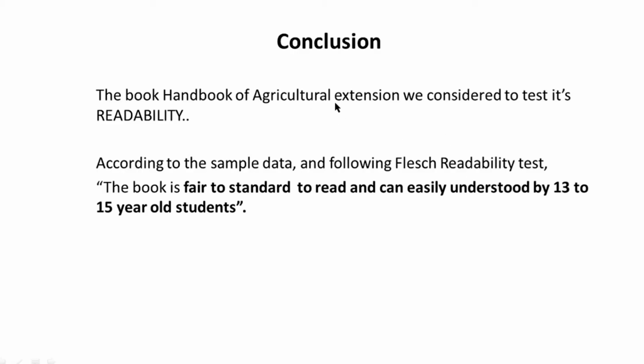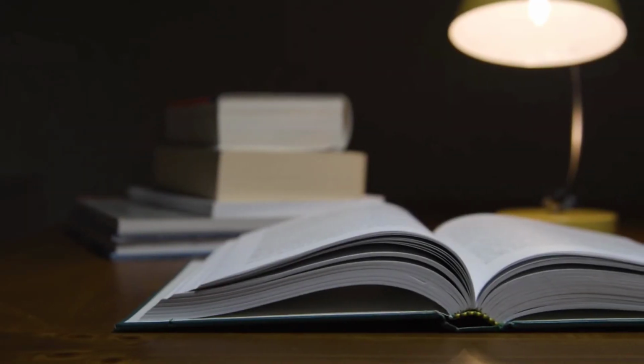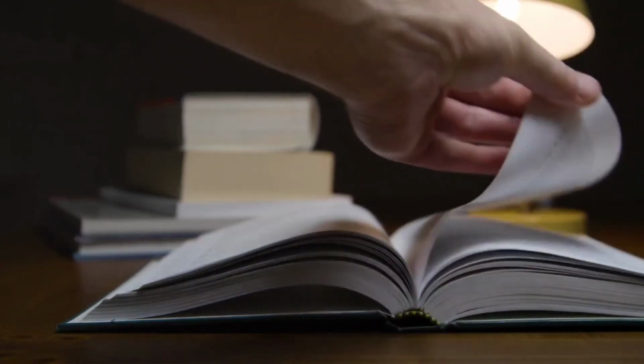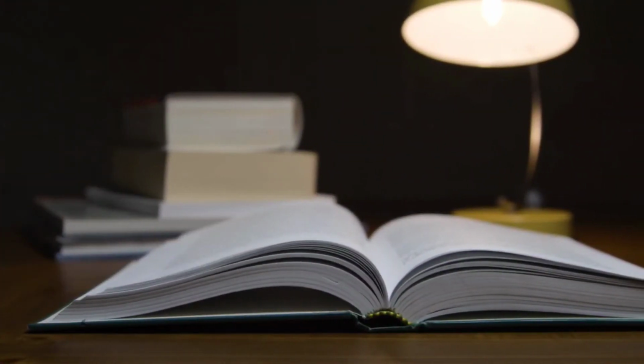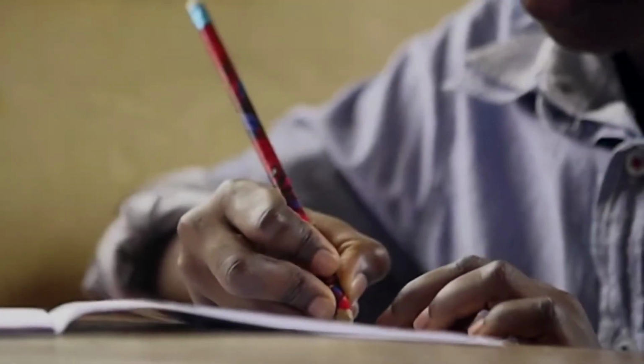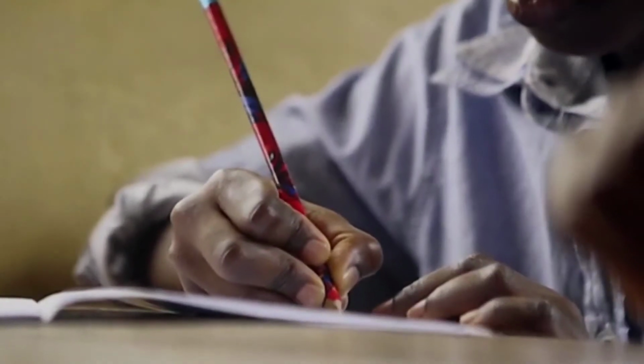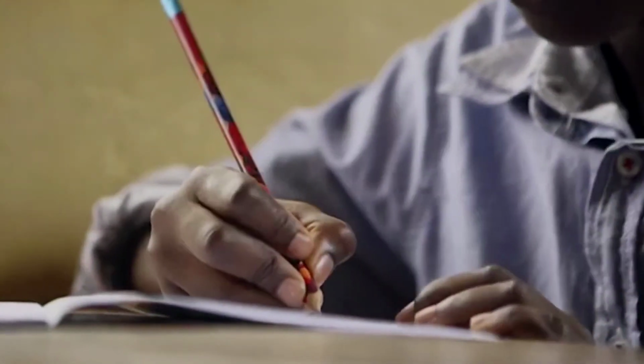The book Handbook of Agricultural Extension we considered for the readability test according to the sample data and the following Flesch readability test. This book is fair to standard to read and can easily be understood by the 13 to 15-year-old students. Till now we have seen the complete procedure of manually checking the readability of any text. This manual checking of readability is laborious, tedious, and it can accommodate some human errors. But for proper understanding of the concept, we have to learn this.